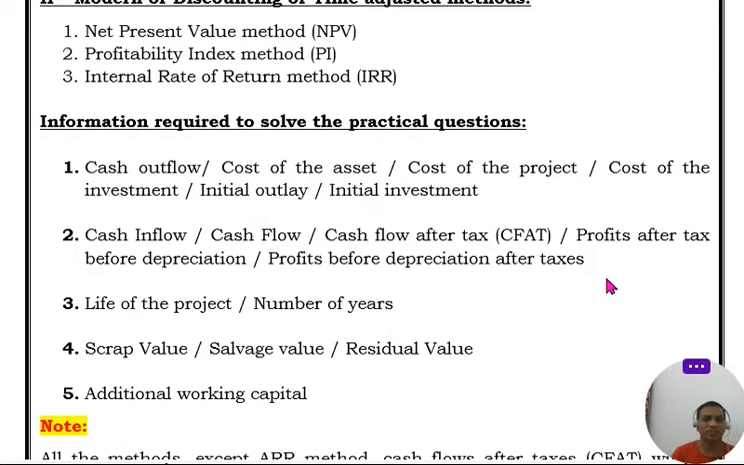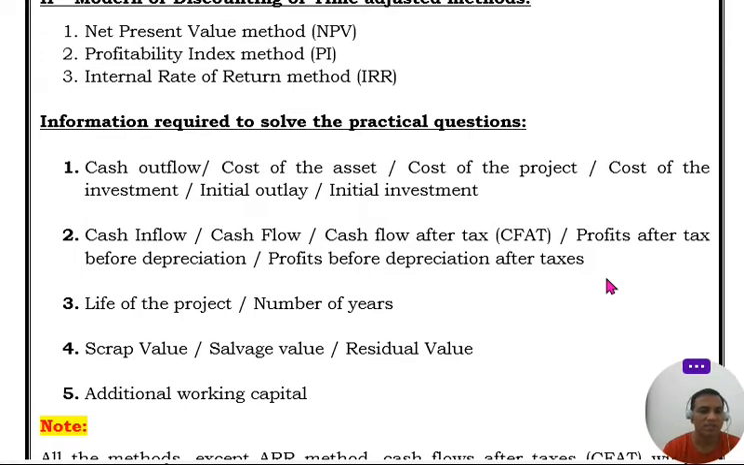And next, life of the project, and then scrap value. This value may or may not be available depending upon the question. If it is available, we will consider it as a cash inflow at the end of the life of the project. Scrap value, salvage value, is also known as residual value. That means it is the value received by sale of the asset at the end of the life of the project. At the end of the life of the project, how much you will receive by sale of this asset, that is called scrap value.